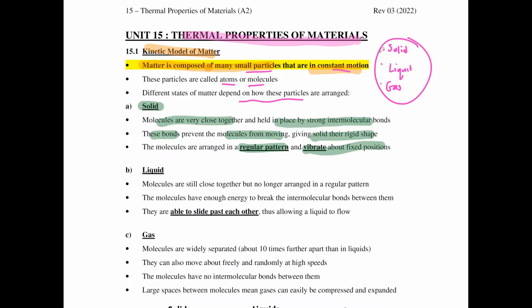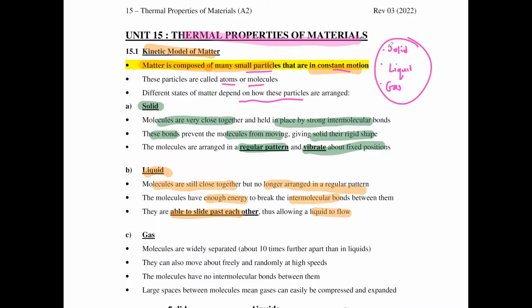Now, when we move on to liquids, molecules are still close to one another, but they are no longer arranged in a regular pattern. There are no patterns to see for the molecules inside a liquid. The molecules actually have enough energy to break the intermolecular bonds between them such that they are now able to slide past each other. So for a liquid, the molecules can move about as they slide past each other. This is what allows a liquid to flow in the first place. So this is for liquid.